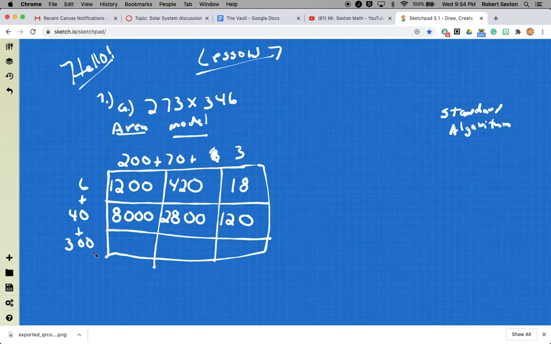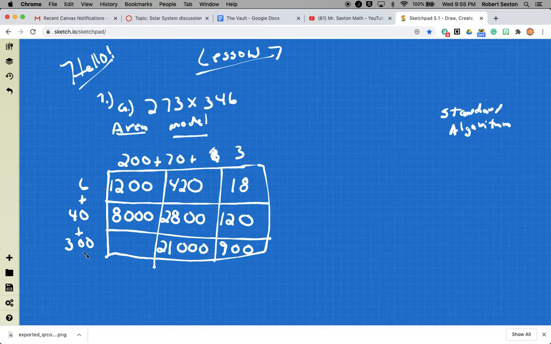I've got 300 times 3. Well, 3 times 3 is 9. So 3 times 300 is going to be 900. 300 times 70, or 7 tens, is 3 times 7 is 21, is it not? But 300 times 7 tens is going to be 10 times 100, or 1, 2, 3 zeros. That's going to be 21,000.